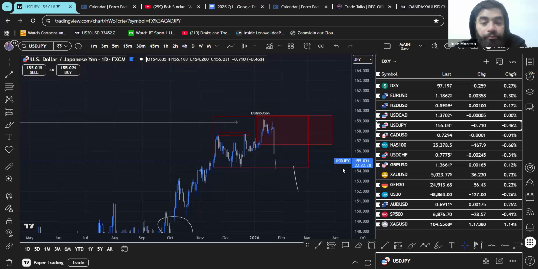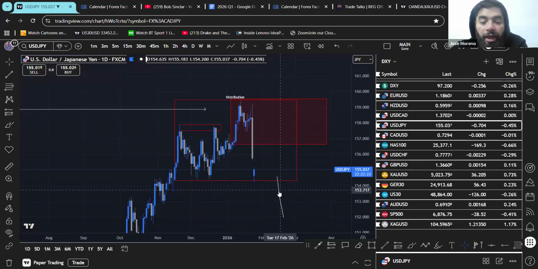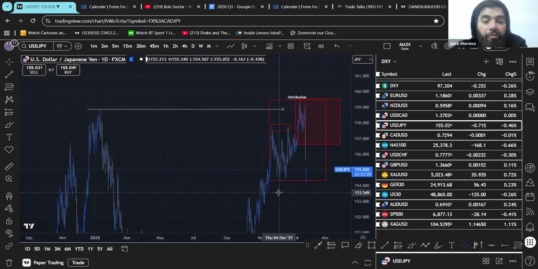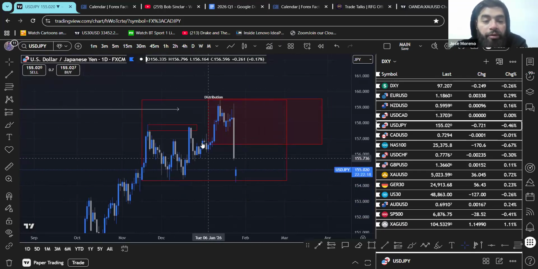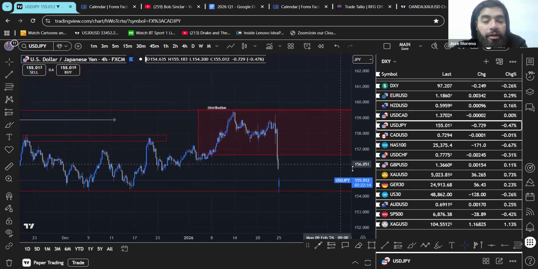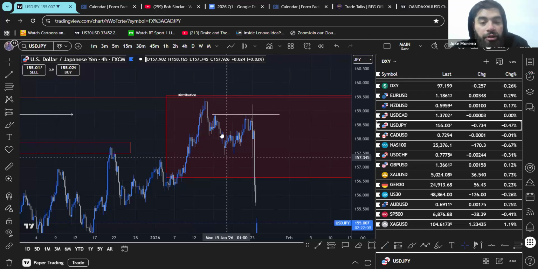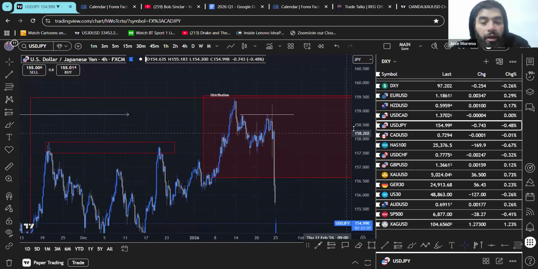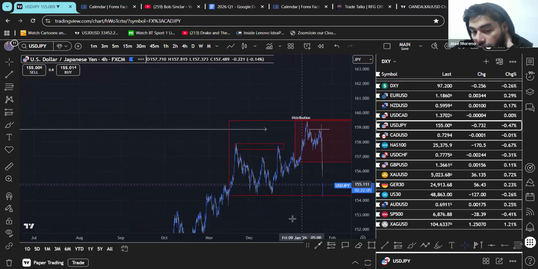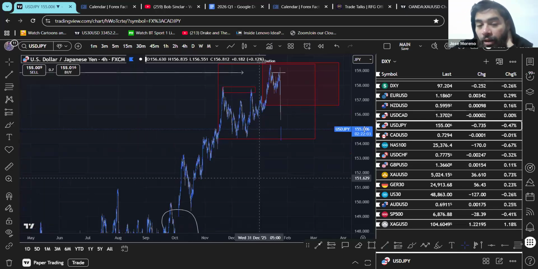We'll definitely tap in, but yeah, that's going to be that. And here we have the distribution, right? Let's see how this looks on different time frames. Even here at the top, it looks like we already had this mitigation, a relatively equal high sweep. This is the kind of stuff I like to see.